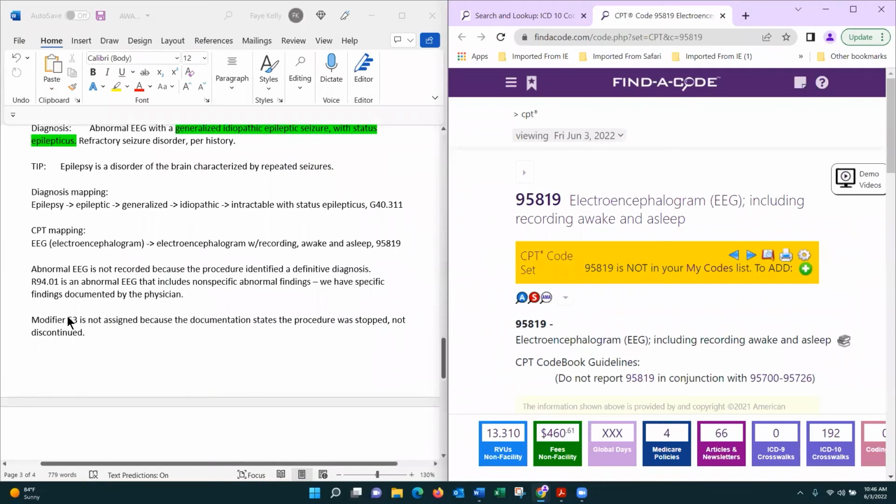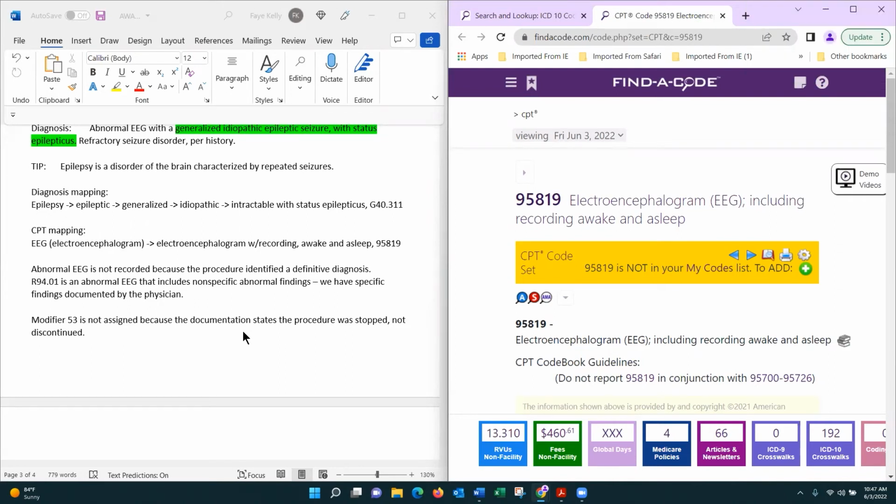And remember the modifier 53, I'm not sure I had that assigned. I think Michael might have assigned that. We're not going to say that a procedure was discontinued. Modifier 53 actually gives a reduced payment. Now, if it's appropriate to put it, you definitely have to put it. But we want to make sure that the procedure was discontinued, which is what modifier 53 is referring to. And this procedure was just stopped.